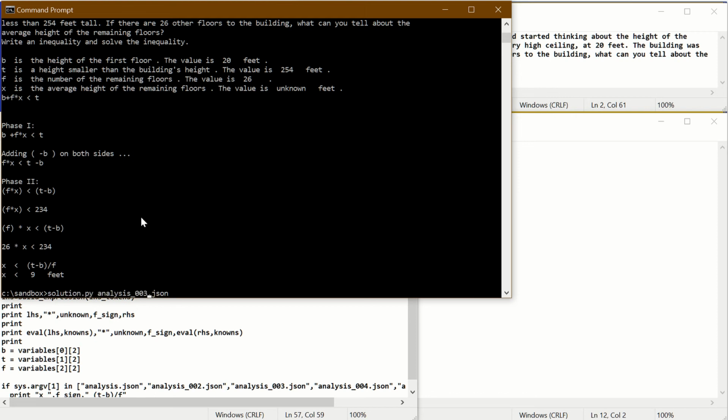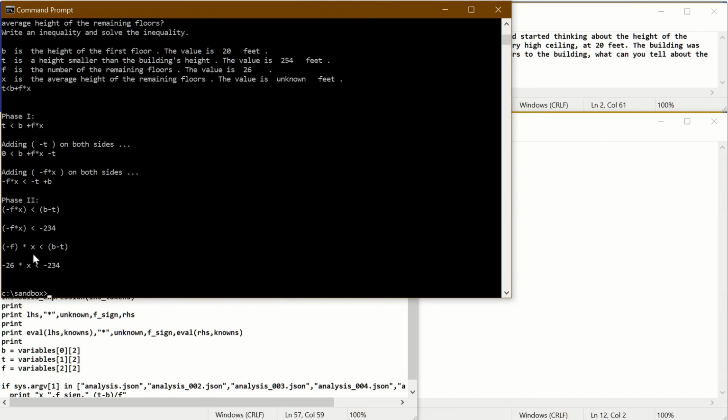Test 4. 26 times x is smaller than or equal to 34. Then test 5. Minus negative f times x is smaller than b minus t, which is negative 26 times x is smaller than negative 234. So when we divide here by negative 26, the inequality sign will change.